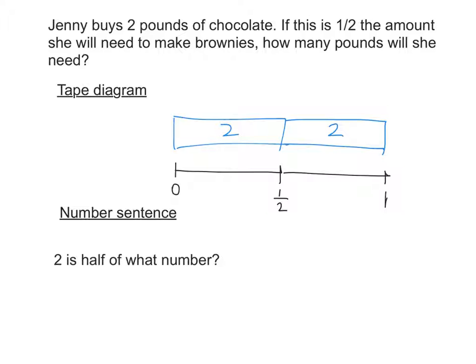Yesterday on the exit ticket, a lot of you did not do a good job on the number lines. Did Miss Lehman talk to you one-on-one about that? Great. Okay, so what's the answer, by the way? Altogether, she'll need 4 pounds.